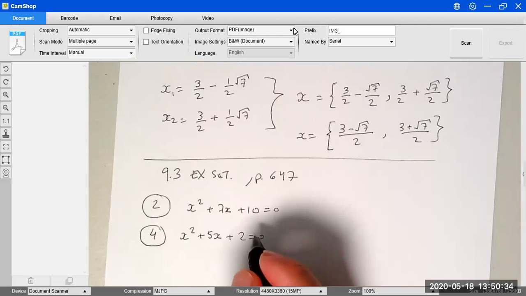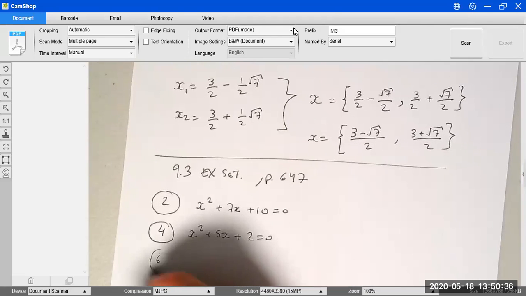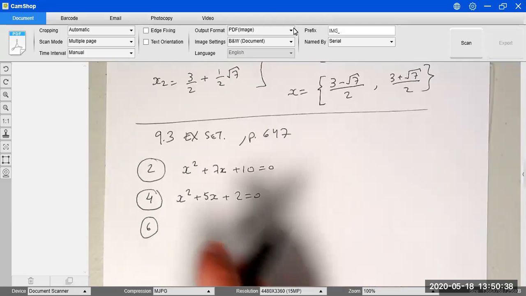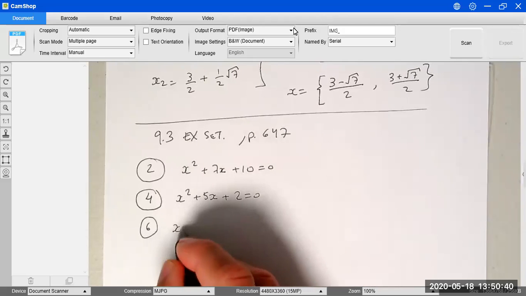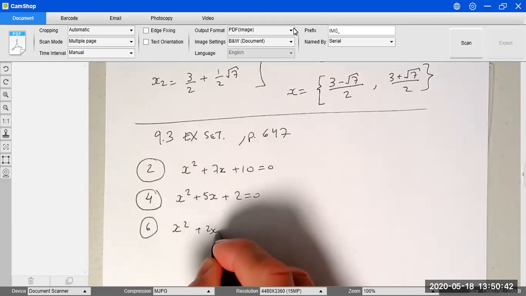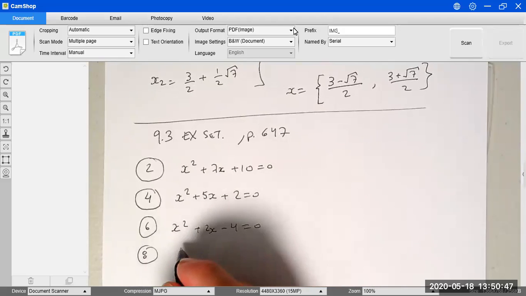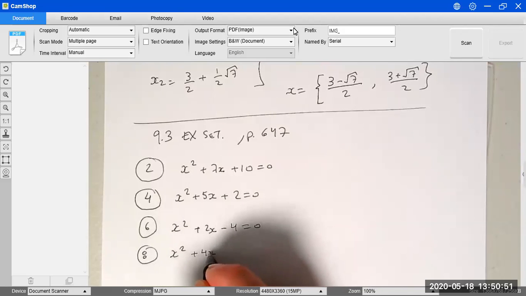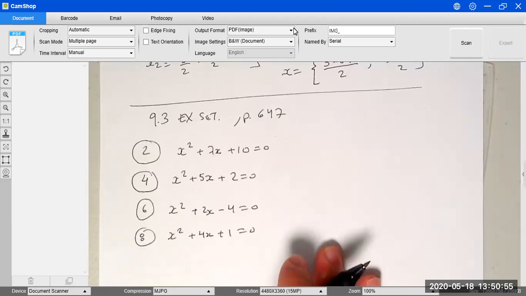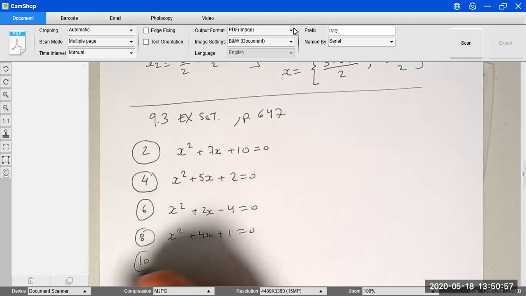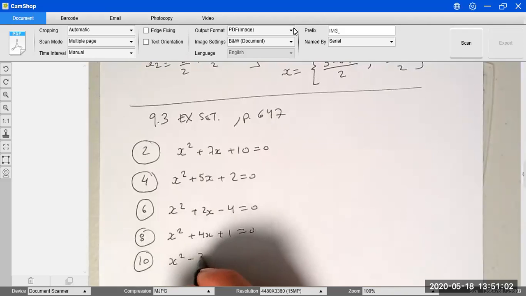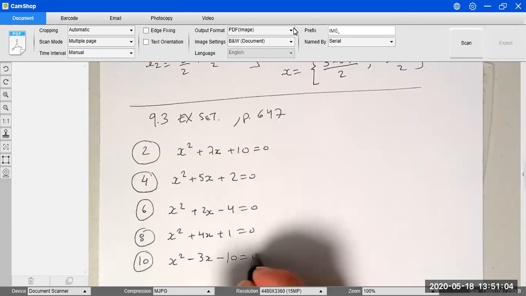So number 4 is x squared plus 5x plus 2 equal to 0. Then we have problem 6 is x squared plus 2x minus 4 equal to 0. Problem 8, x squared plus 4x plus 1 equal to 0. And let's start with only 5 problems. So problem 10 is x squared minus 3x minus 10 equal to 0.